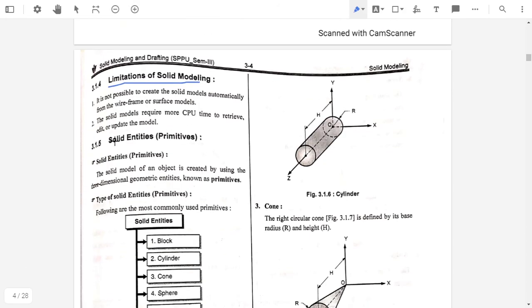Okay, now solid entities or primitives. What is meant by solid entities and what is meant by primitives? First of all, what is meant by primitives? The solid model of an object created by using three-dimensional entities is known as the primitives. If we want to design any object by using some basic shapes, the basic shapes that are easily available in a software, these are called primitives.